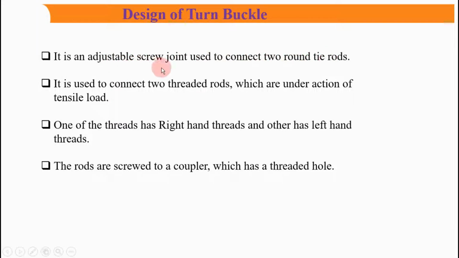Okay, it is an adjustable screw joint. We have seen it in the diagram, and we have seen it in the application. So what is it, and why is it used? It is used to connect two round tie rods. Tie rods means threaded rods. It is used to connect those two tie rods.